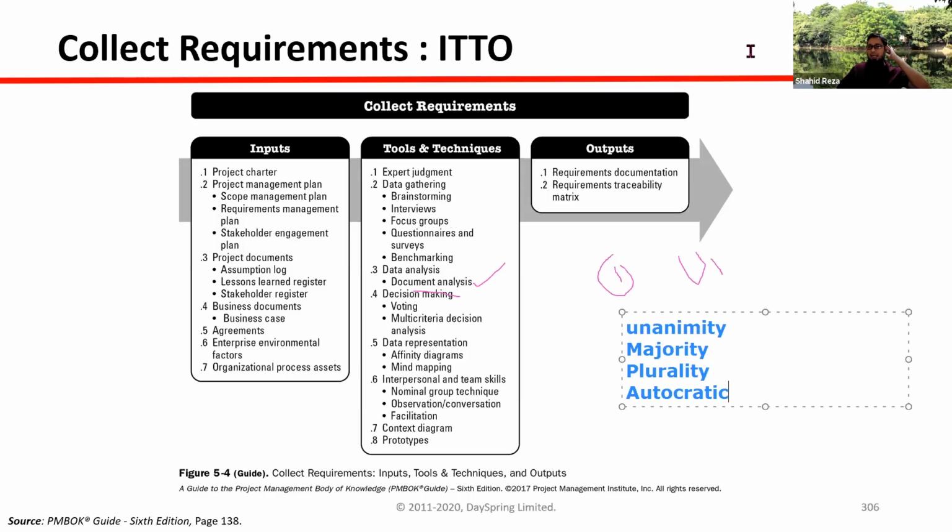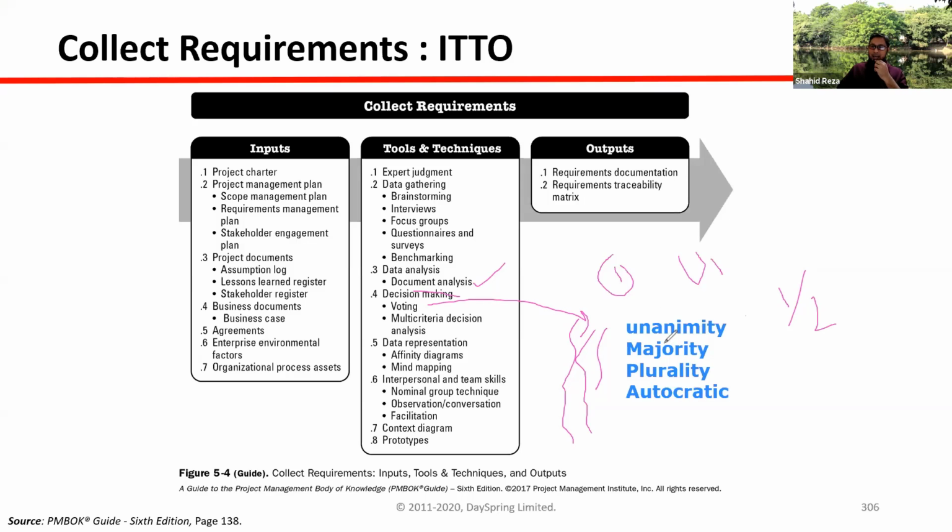So these 4 techniques we can use for what? To make decisions. Please remember, you will get 1-2 questions from these 4, the voting category. So you have to understand each of these voting techniques. This falls under voting. You will have a separate slide for this, but now I am discussing it here.